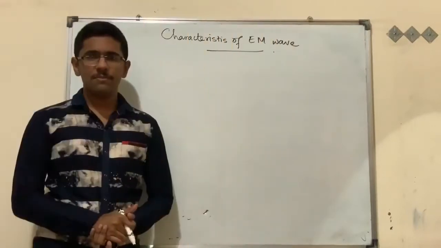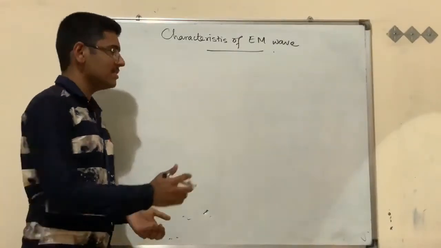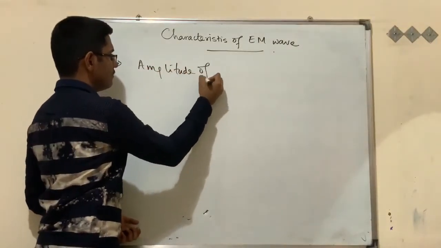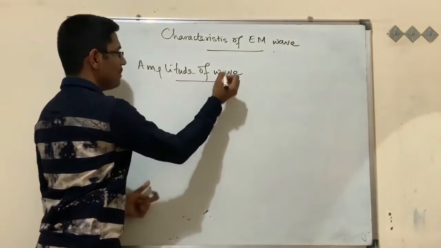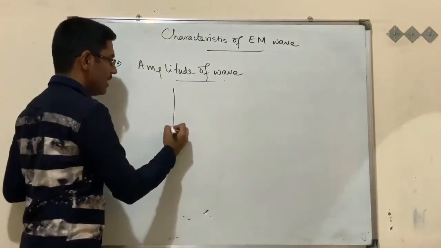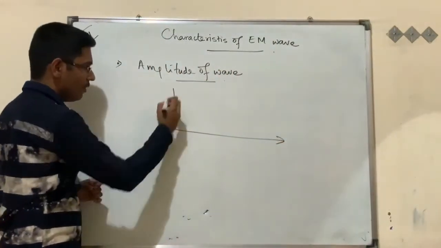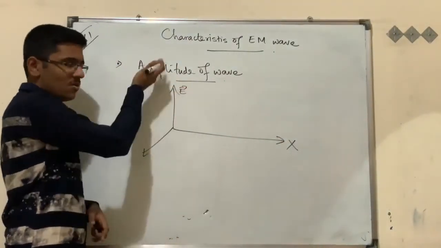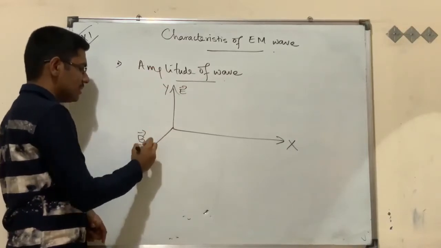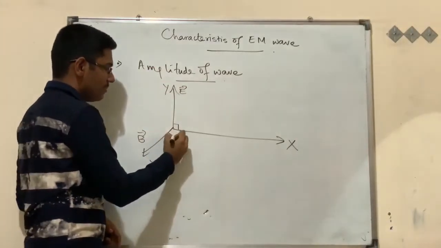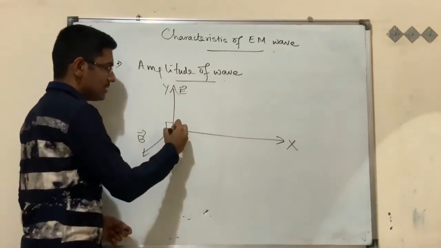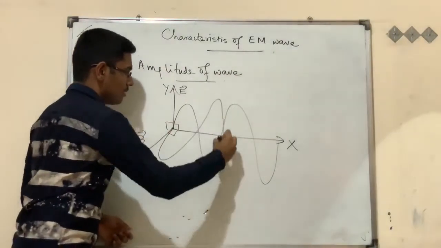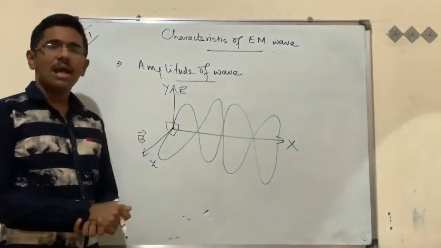The next important term from the electromagnetic wave study, that is amplitude of the wave. What is meant by amplitude of the wave? We already drew the simple diagram of electromagnetic wave propagating along the x-axis with electric field vector along the y-axis and magnetic field vector along the z-axis, and these are all mutually perpendicular to each other, and we have represented the wave like this.